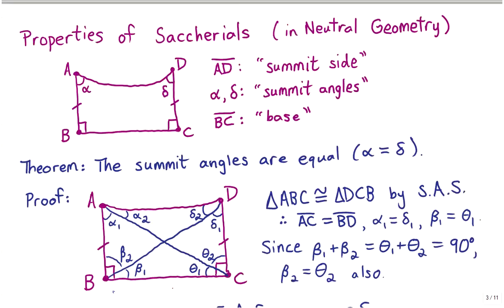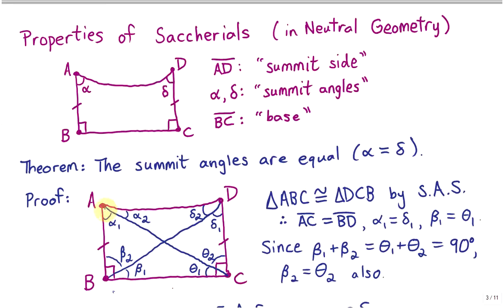Before we return to our discussion of area, we'll prove some properties of Saccheris. First, we'll prove a property which holds in neutral geometry. So in other words, this will hold in both Euclidean and hyperbolic geometry. Typically, in a Saccheri ABCD, the side adjacent to the right angles is called the base, the side opposite the base is called the summit, and the two angles adjacent to the summit are called the summit angles. Now it turns out in neutral geometry, we can easily prove that the summit angles of a Saccheri are equal.